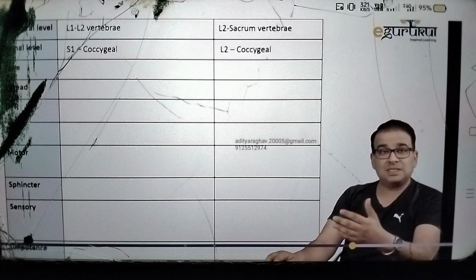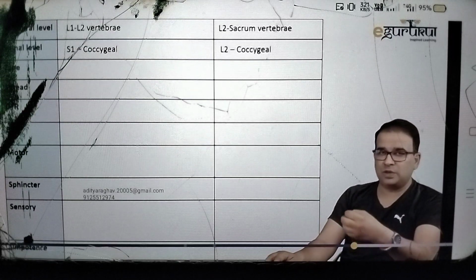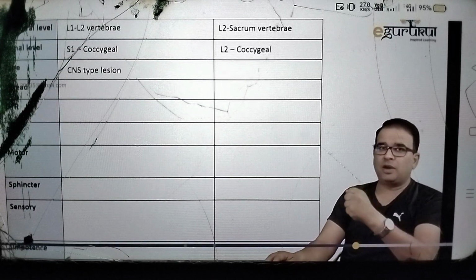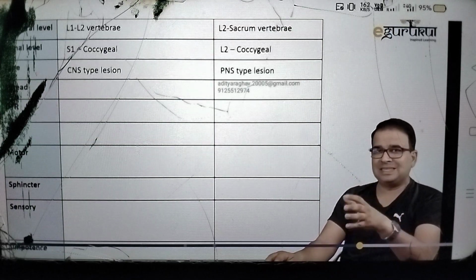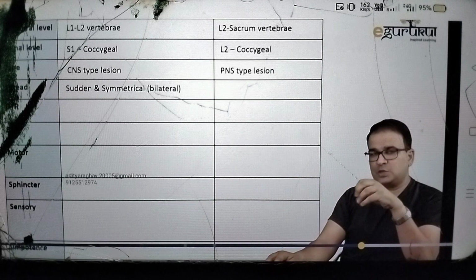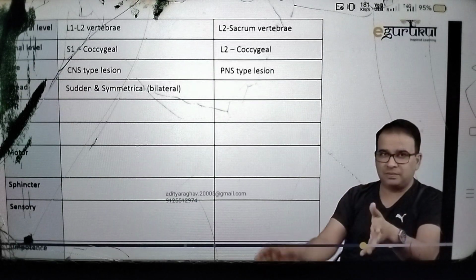The next thing is type. Conus medullaris injury is directly to the spinal cord, so it is more like a central nervous system type of lesion, and cauda equina syndrome is a peripheral nervous system type of lesion. Spread or onset: in conus medullaris it is sudden, but it is symmetrical. If the injury is to the spinal cord, there are very good chances the effect will be bilateral. It could be unilateral, but usually it is bilateral.